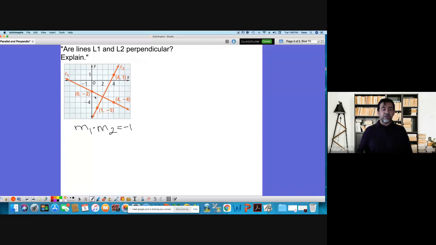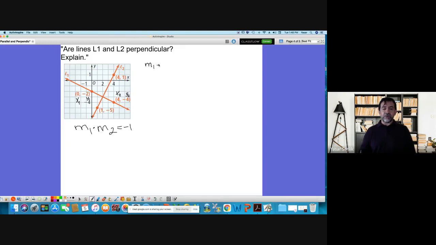Okay, so the best practice is, let's name them. Let's start with L1. So I am going to be naming this as X sub 1. This is Y sub 1. And this is X sub 2. This is Y sub 2. I need to find out the slope for this one. And then I'm going to say the slope of this line is M1.